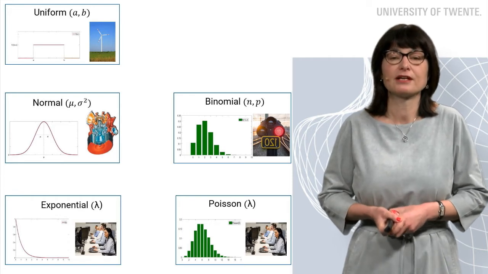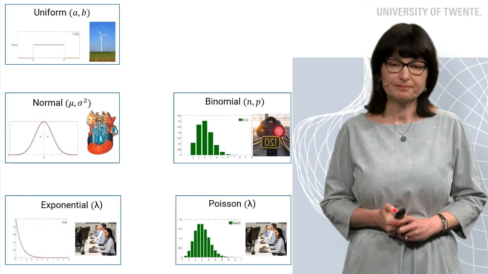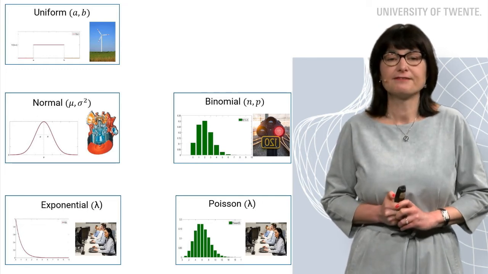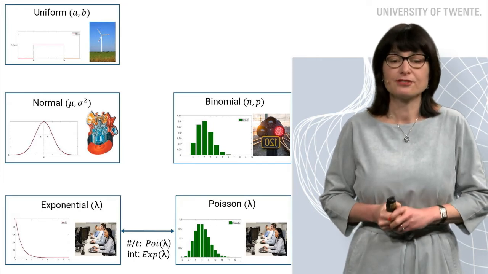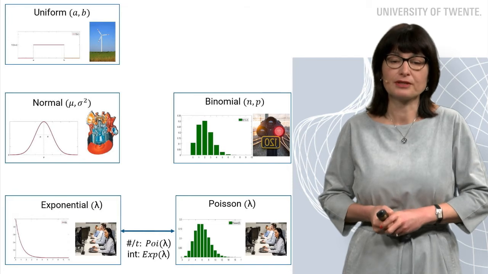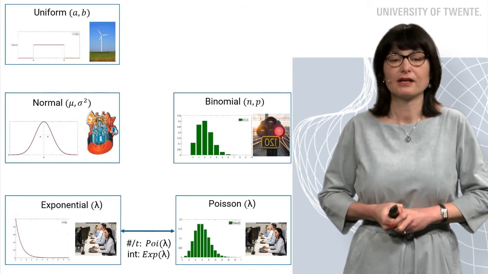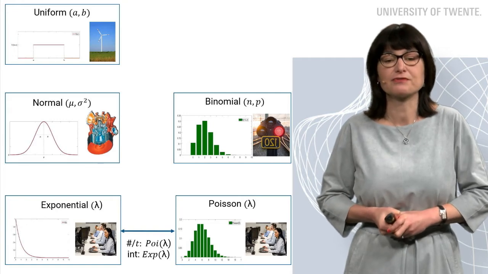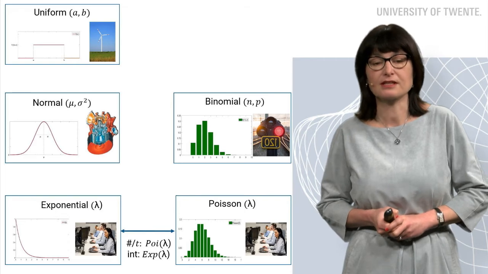The number of calls arriving per time unit can be modeled as a Poisson distribution. And indeed, there is a very close connection with an exponential distribution. Namely, it turns out that if the number of incoming calls is modeled as Poisson distribution, then the intervals between the calls are exponential with the same parameter lambda.